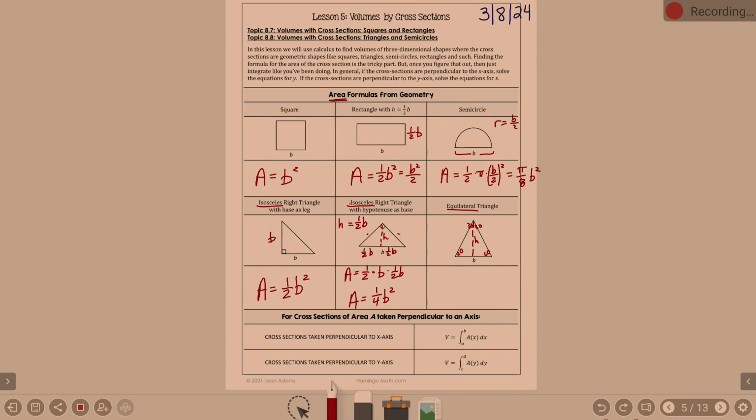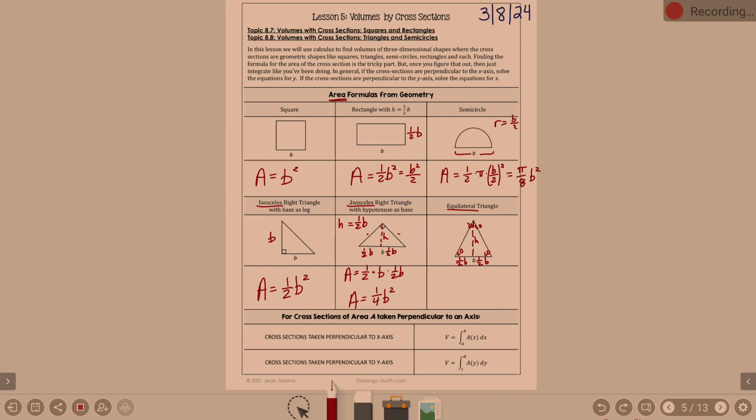The base at the bottom, I should have blown this up because I know this is hard to read, but hopefully you're writing as I say it. This base at the bottom is broken into 1/2 b on either side. What are our rules for 30, 60, 90? Square root of 3 over 2b.